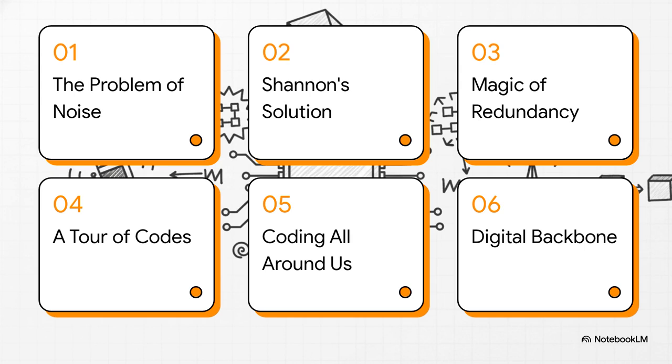All right, so here's our game plan. First, we're going to tackle the fundamental problem, noise. Then we'll meet the genius who proved a solution was even possible. From there, we'll dig into the magic trick behind it all, redundancy, and take a quick tour of the most important codes out there. We'll see them in action all around us, and finally, we'll appreciate why this whole field is the true, unseen backbone of our digital lives.